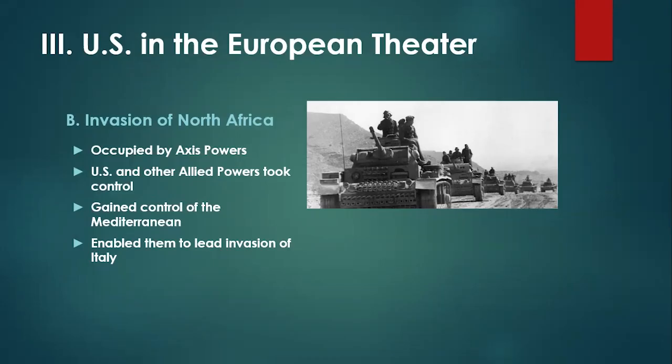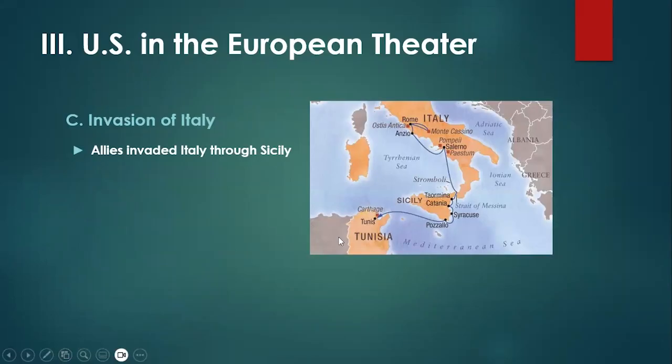Remember, in Italy, Mussolini's in power. The US and the other Allied powers wanted to invade Italy so that they could topple Mussolini's regime. Once they took control of North Africa and had control of the Mediterranean region, they were able to invade Italy through the little island here, Sicily, which is part of Italy, but separate from the mainland.